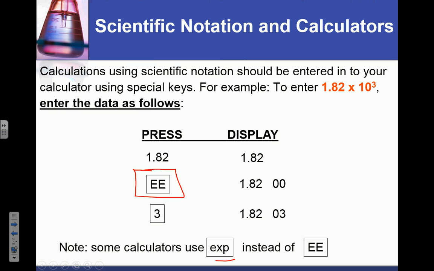So if you hit that EE key, now if you have an older calculator, you might get 2 zeros appearing to the left. If you have a graphing calculator, what's going to appear is 1.82, and then all of a sudden you'll see an E here.